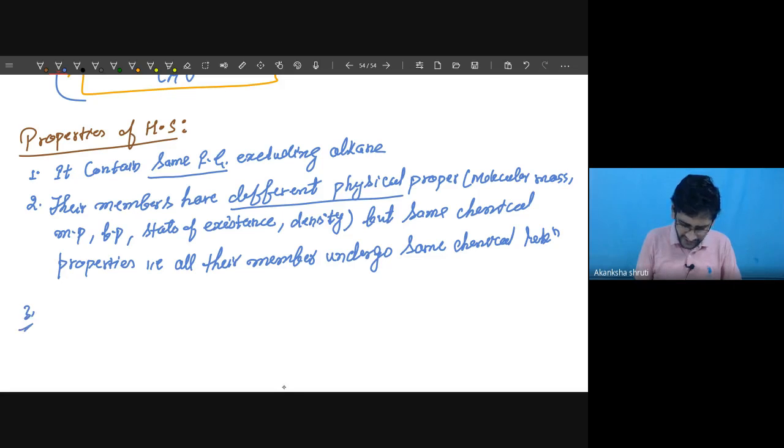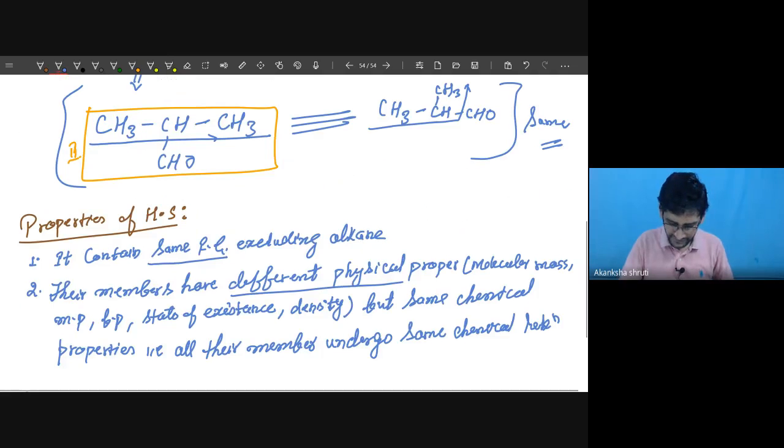Now the third one: if we consider the physical properties, then continuous variation is seen among the succeeding members. So succeeding members differ by which unit? CH2 only. This can be observed from here also.